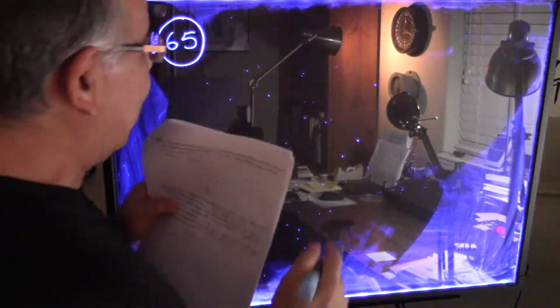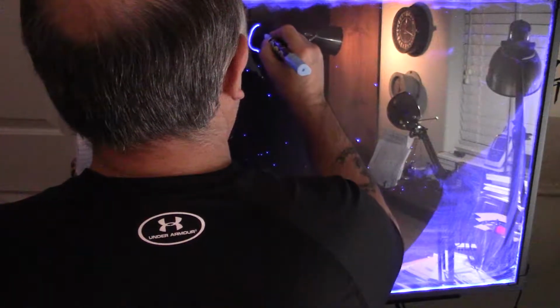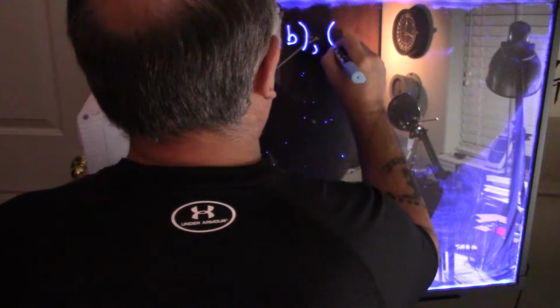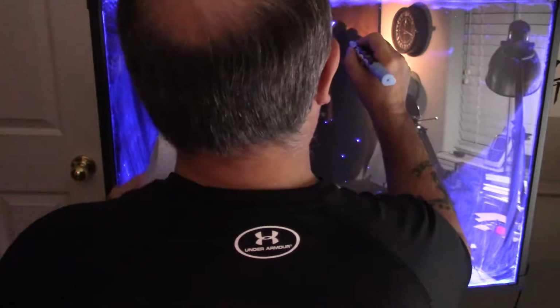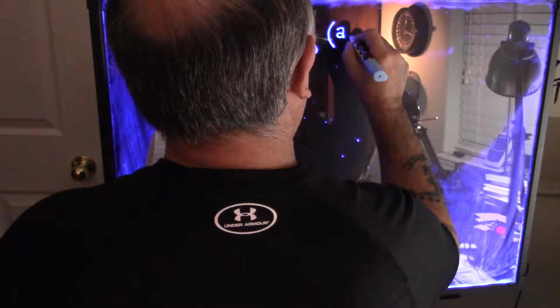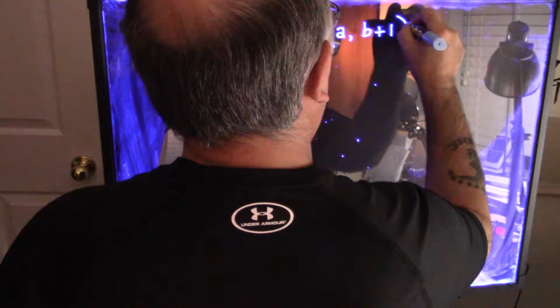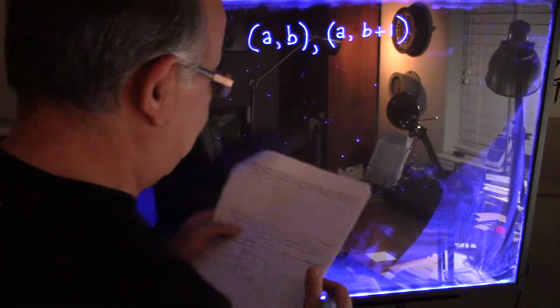Number 65. Find the equation of the line that passes through the following points. Oh my gosh, there are letters in here. Oh, no numbers at all. Oh, there's one number. Hey, thank you. Okay, we've got the points A, B, and A, B plus 1. Will we ever solve this? We'll see. We'll see. All right.